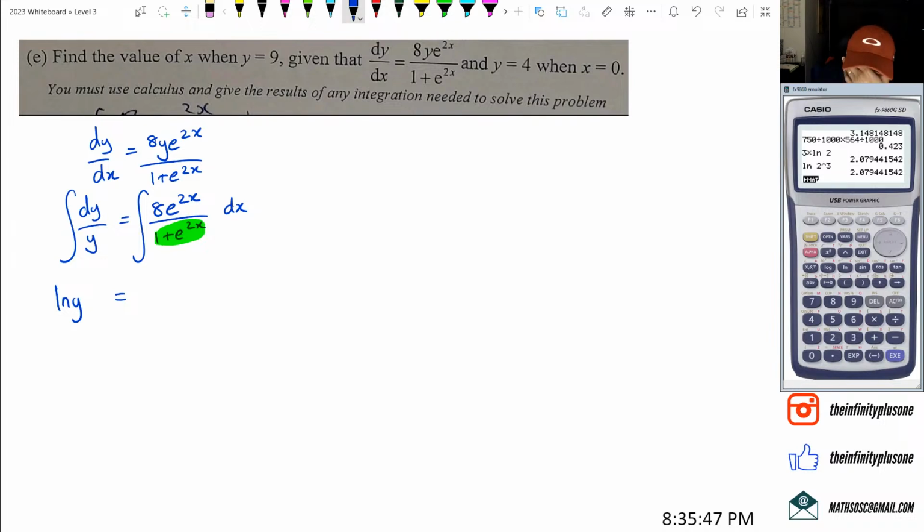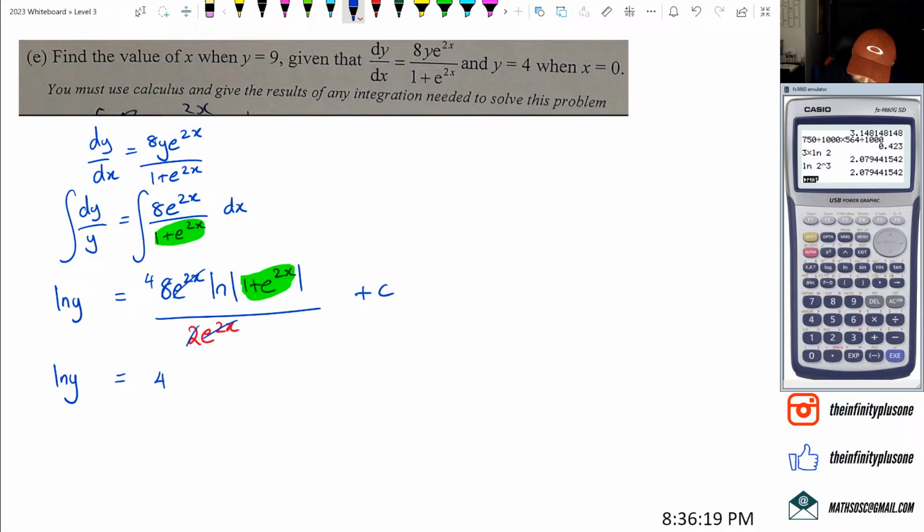With reverse chain rule, I'd write down the numerator, which is 8e^2x, ln of 1 plus e to the power of 2x, divided by the differentiation of this, 1 plus e^2x. Now the differentiation of that happens to be 2e^2x. So basically what's happening is, of course, don't forget the plus c. The e^2x cancels out. The 2 cancels out with the 8, and I'm left with 4. So what I've got is ln of y is equal to 4 ln of 1 plus e to the power of 2x plus c. So this is doing it through reverse chain rule.